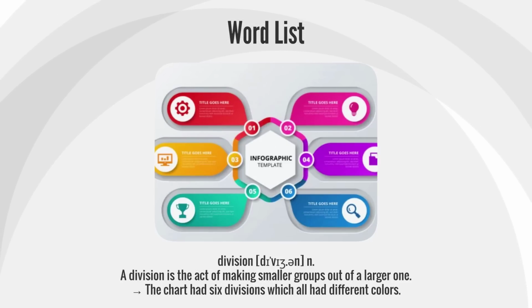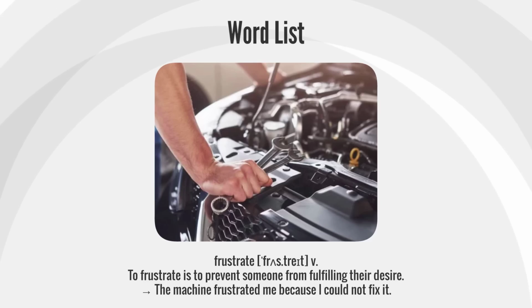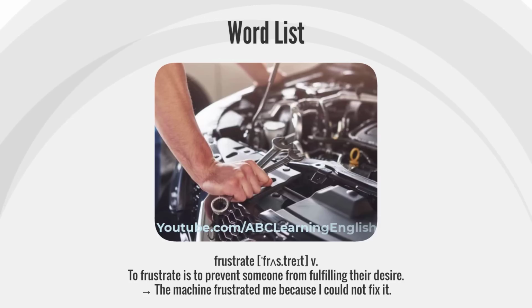Division. A division is the act of making smaller groups out of a larger one. The chart had 6 divisions which all had different colors. Enable. To enable a person is to make it possible for them to do something. Having the key enabled us to open the door. Frustrate. To frustrate is to prevent someone from fulfilling their desire. The machine frustrated me because I could not fix it.